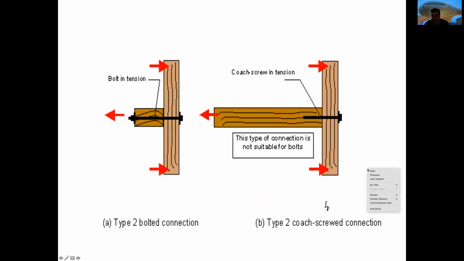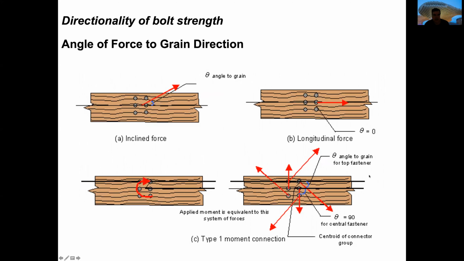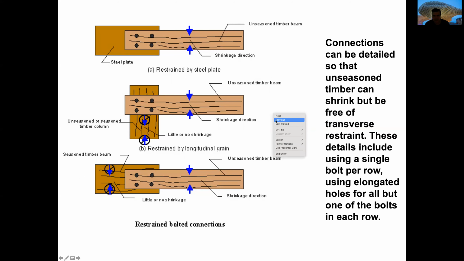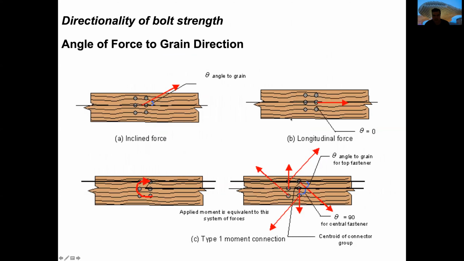Well, we can look here, let me go back. We can look here, the angle of force to grain direction. Well, when we have an inclined force, for example, we will have an angle to the grain, but when we have a longitudinal force, we'll be working with the grain. Well, in the left side, we will have something that works better because the force is inclined and it's not going with the grain. Here instead, it can break easily because it's going longitudinal and in the same direction of the grain. Also, when we have moments, it will change.